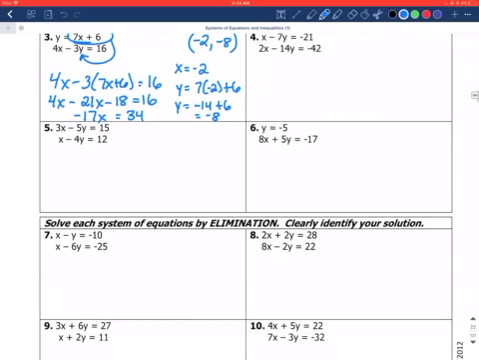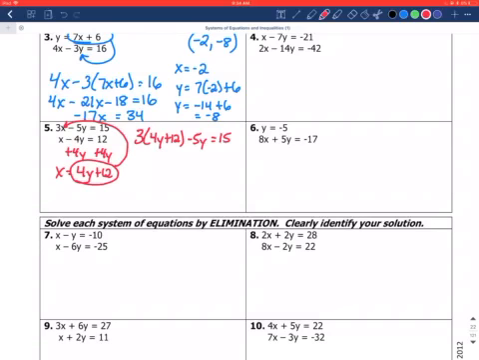All right, for number 5, they did not solve one for us, but it's easy to see that x will be the easiest one to solve for, just because it has 1 as a coefficient. So we'll add 4y over, and that will give us x equals 4y plus 12. So I circle that, plug it in for x up here, and that will be 4y plus 12 minus 5y equals 15.